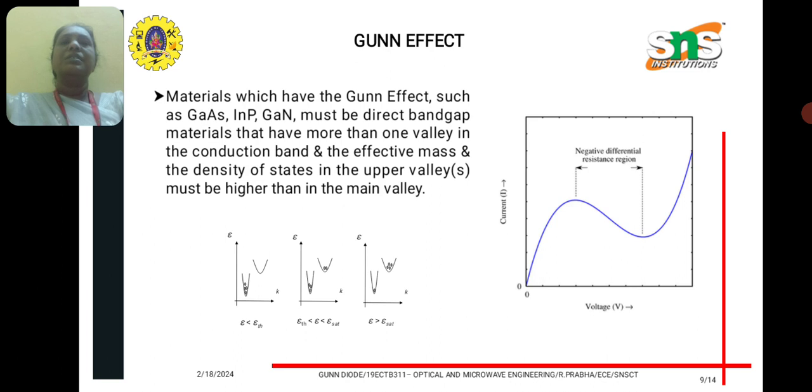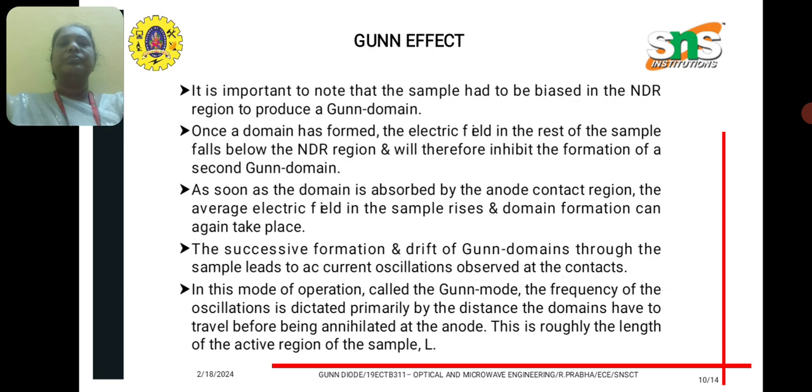Materials which have the Gunn effect, such as gallium arsenide, indium phosphide, and gallium nitride, must be direct band gap materials that have more than one valley in the conduction band, and the effective mass and the density of states in the upper valley are much higher than the main valley. It is very important to note that the sample had to be biased in the NDR region to produce the Gunn effect.